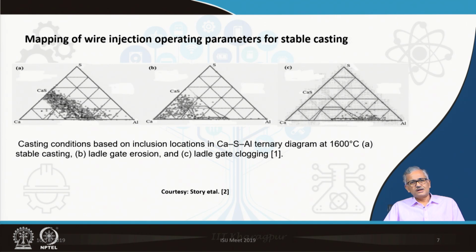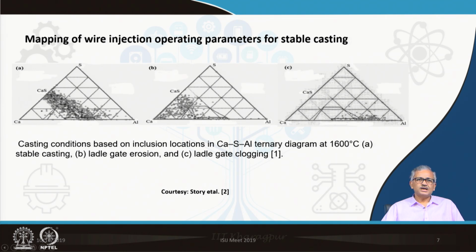So, if you have a ternary diagram with calcium, aluminum and sulfur, there are certain compositions in which you will have a product which is liquid at steel making temperature, and that will give a hassle free casting. Okay. So, in this ternary diagram, if your composition lies in this range, then you are supposed to get a stable casting. That is, the calcium aluminate or sulfide, whatever is formed, will be in the liquid state. Basically, if the composition is in this range, you will find a very stable casting.